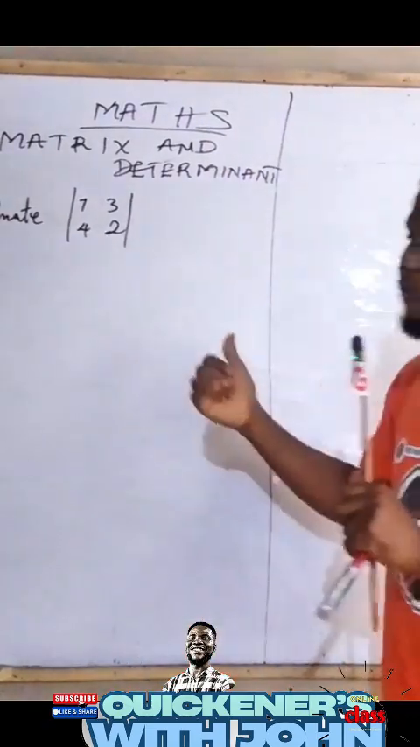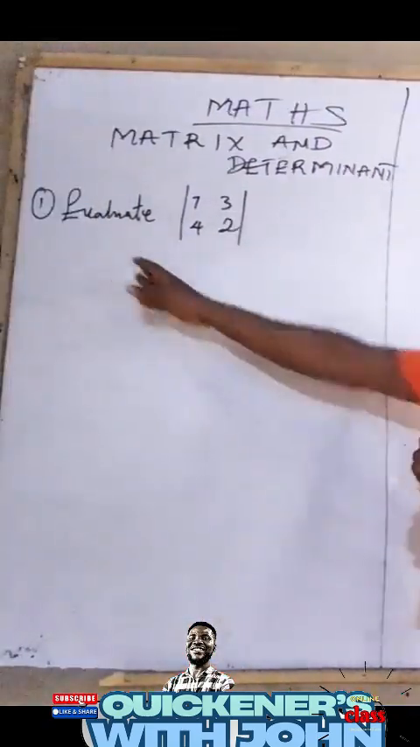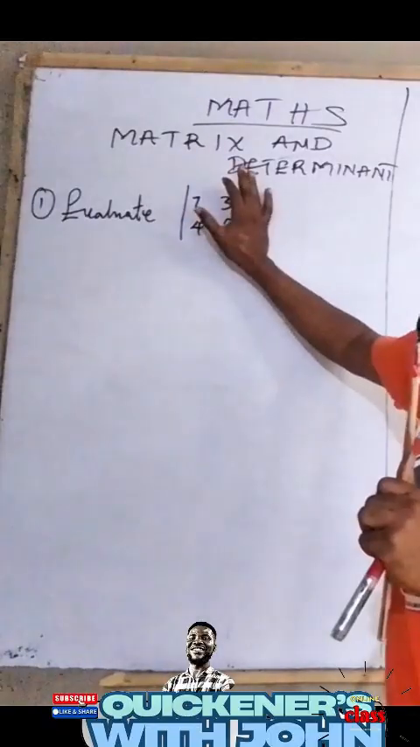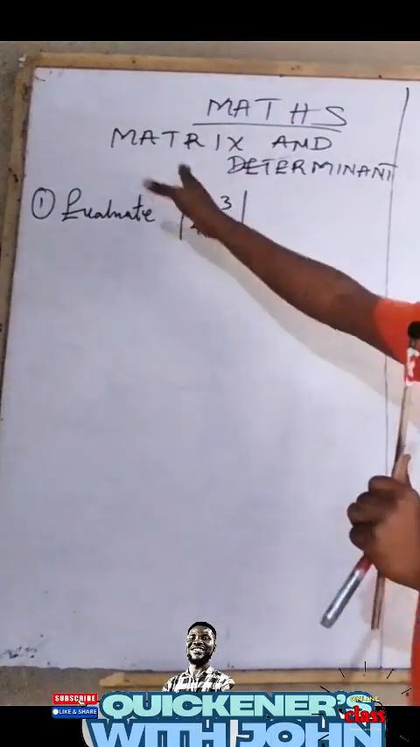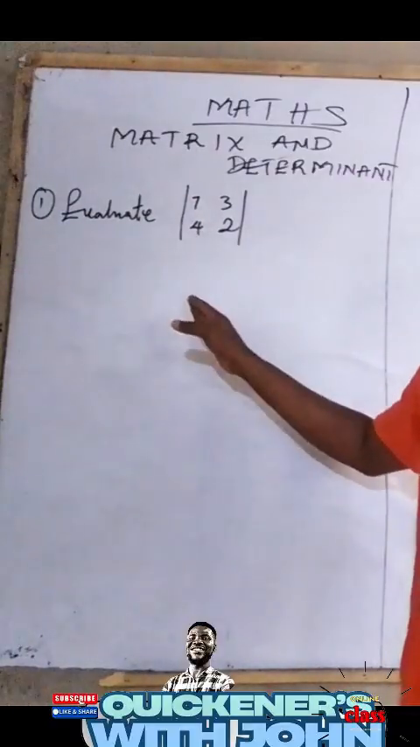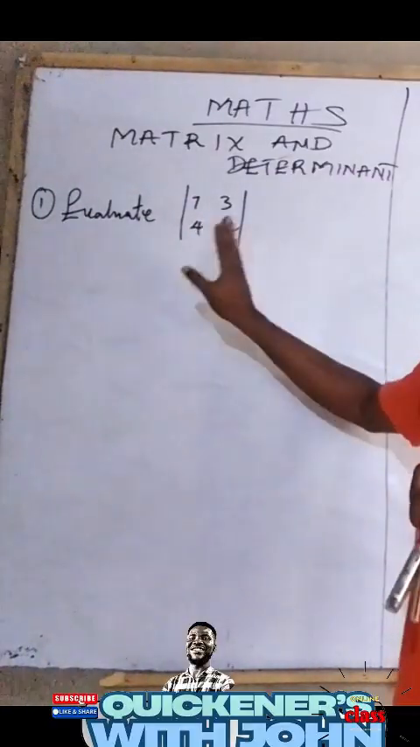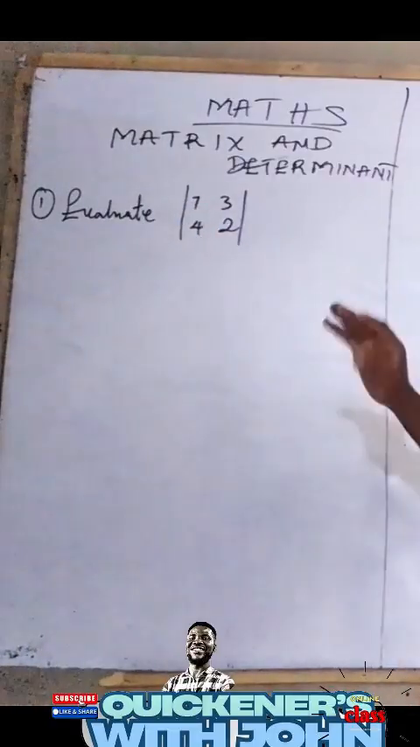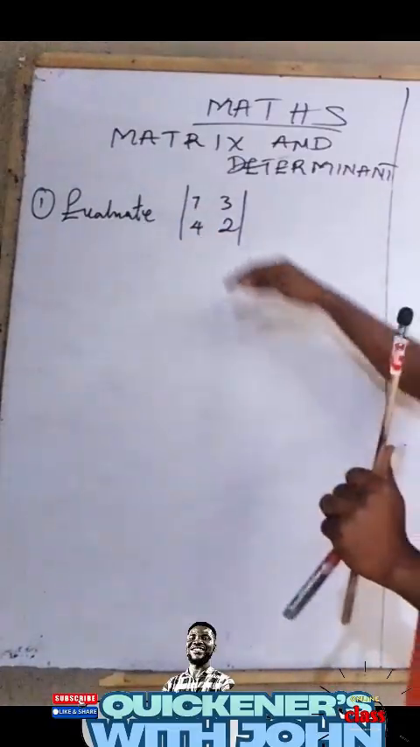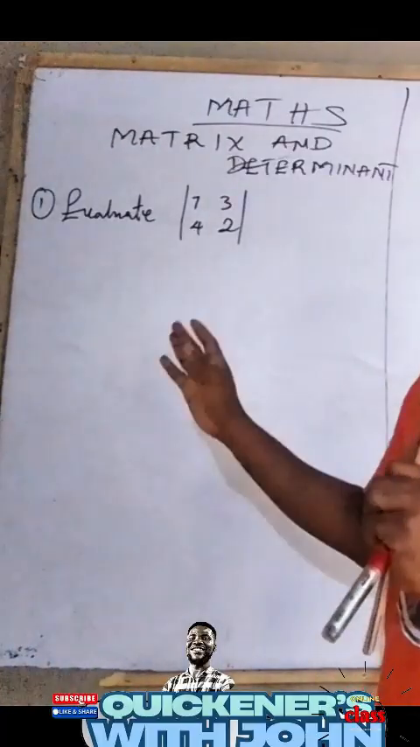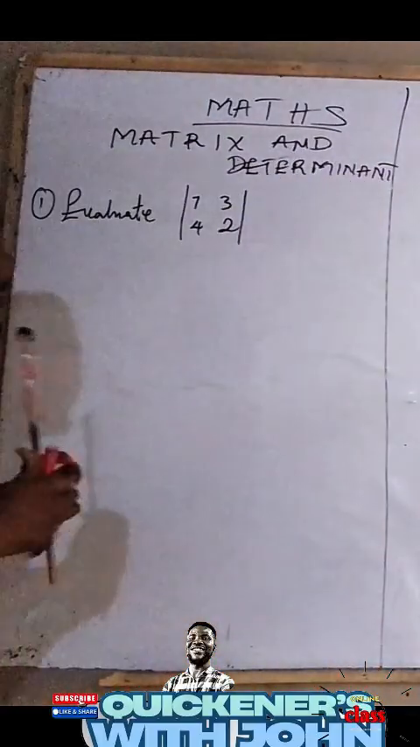Now, that's the first question. The first question says evaluate this. Okay? So this is a matrix. Now, you see this straight line here, you know what it means? It means find the determinant. And remember, this is a 2 by 2 matrix. What makes it a 2 by 2 is because it has two rows, then two columns. You understand? Okay, let's find the determinant of the matrix.